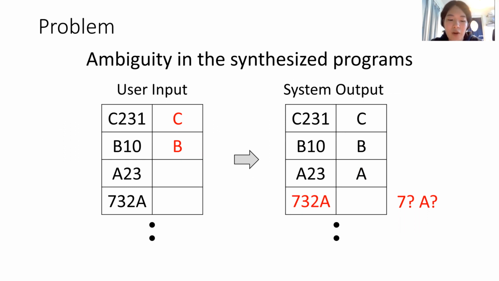A problem with programming by example is ambiguity. In this example, it is not clear whether the user wants the first character, 7, or the first letter, A. So, if the number of examples is not sufficient, it leaves ambiguity and causes undesirable data transformation.